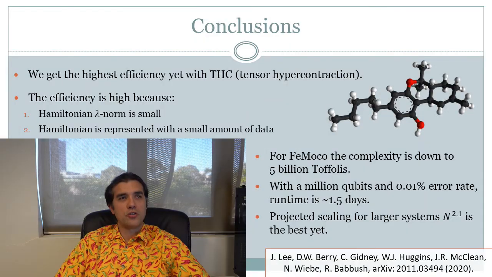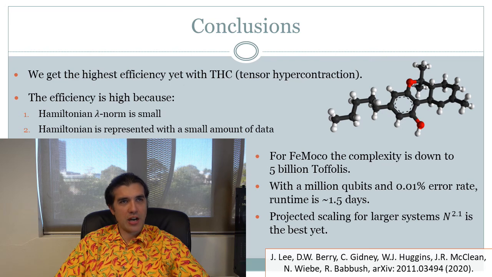To conclude, what we've found is that using THC, we get the highest efficiency yet, where the efficiency is high because we've reduced the lambda value of the Hamiltonian, at the same time as reducing the amount of data needed to represent the Hamiltonian. The projected scaling for larger systems is around N squared, which is more than a factor of N better than the best prior work. For the particular example of FeMoco, we can get the complexity down to about 5 billion Toffolis in the case of Reiher orbitals.